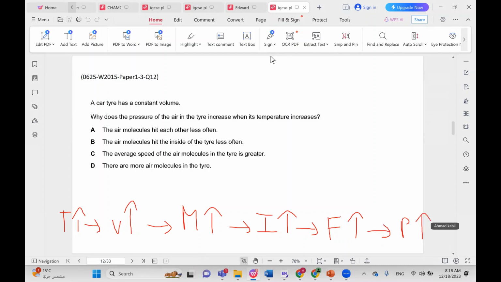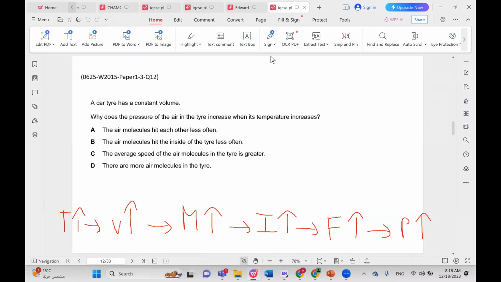So why do I insist on writing this very long chain, even though the answer probably doesn't require it? I just want to prepare you for paper 4, because in paper 4, you might get this exact same question for 4 or 5 marks, and then you need to describe this chain as it is.